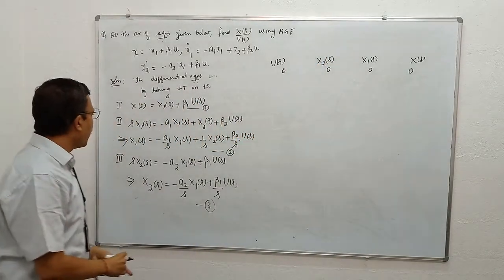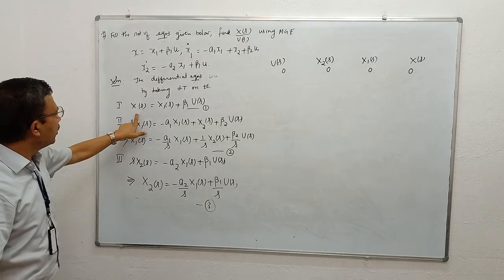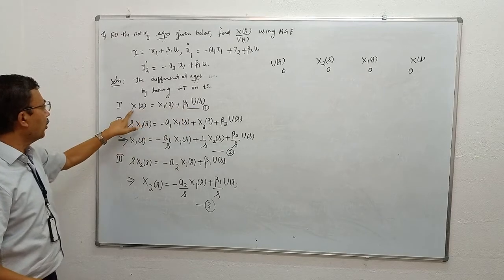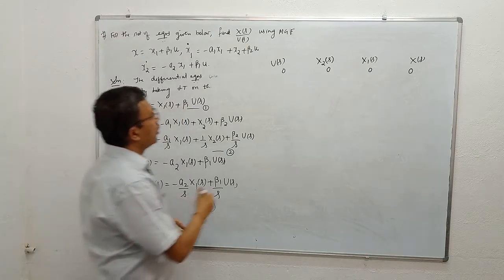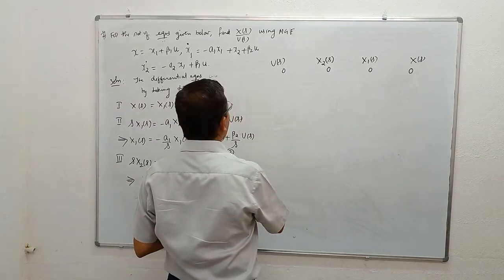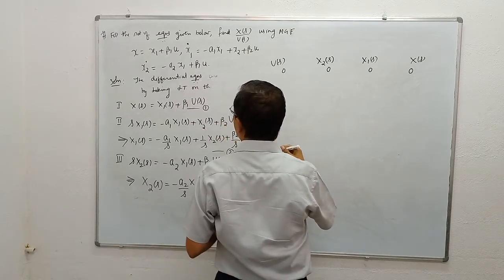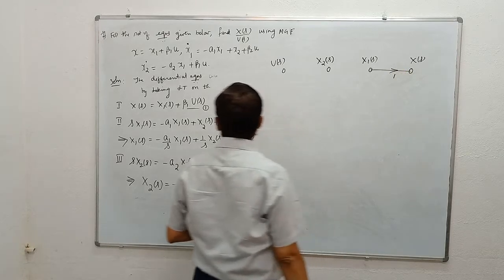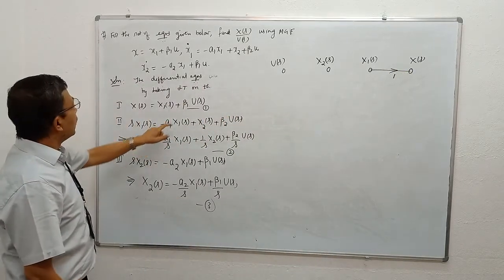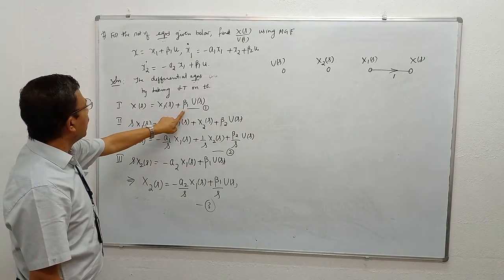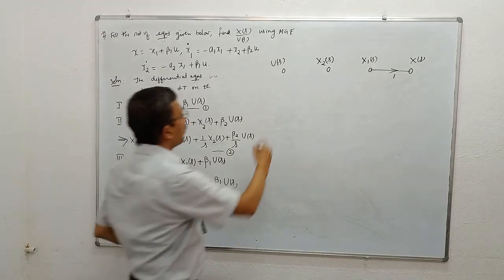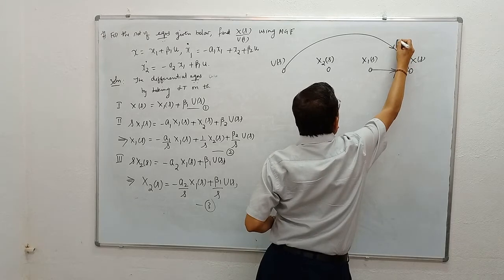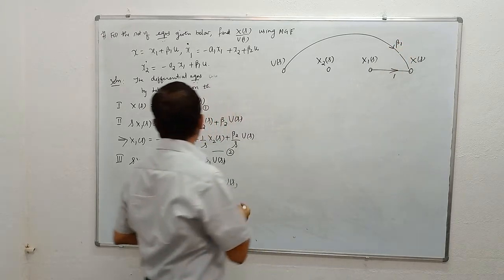Very clear now. Now take the first equation. The terms on the right side indicate two signals that enter the node x of s. First, x1 of s, so x1 of s is multiplied by 1. Beta 1 is multiplied by u of s. Take u of s, multiply u of s by beta 1. This is how equation 1 is implemented.